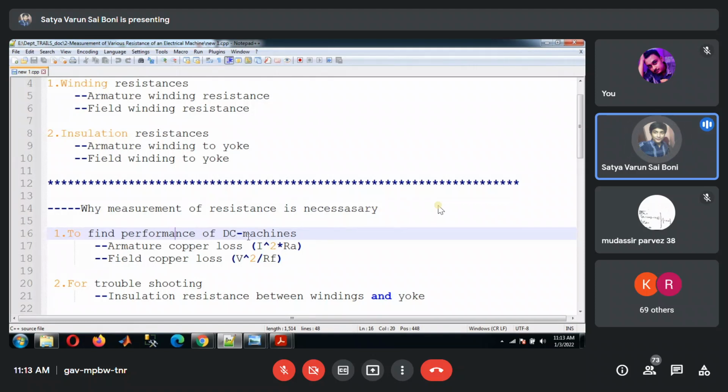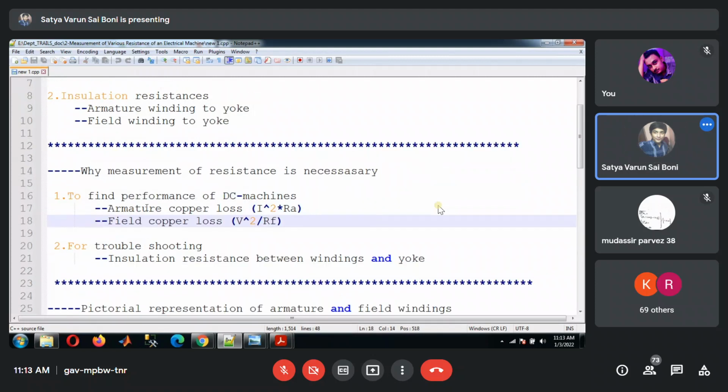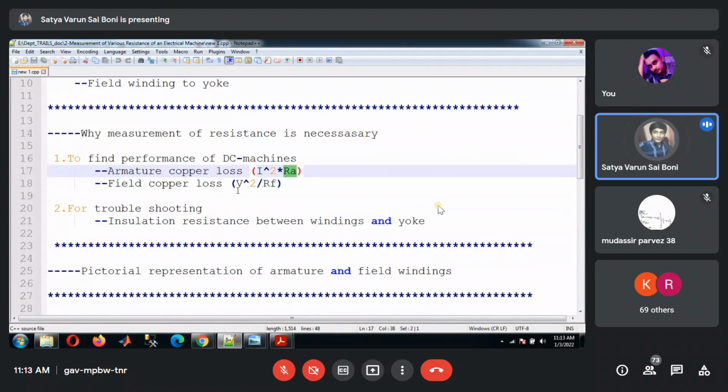So this itself gives the efficiency. For finding the performance of a DC machine, we need the armature copper loss and the field copper loss. Armature copper loss is I squared Ra, where Ra is the armature resistance. Similarly, field copper loss is V squared by Rf, where Rf is the field resistance. So we can clearly see that for finding efficiency, these two are needed, and this itself proves that for finding the performance of the machine, these two should be measured.